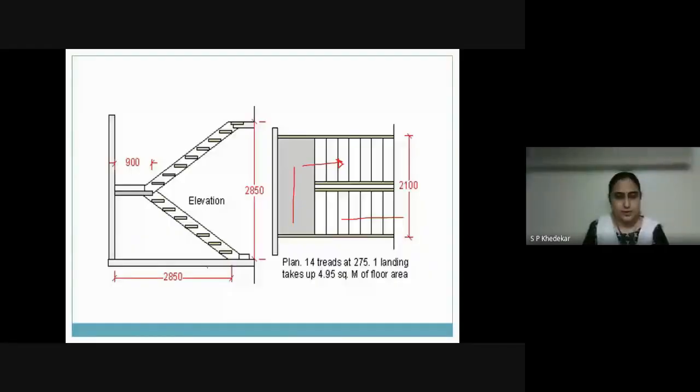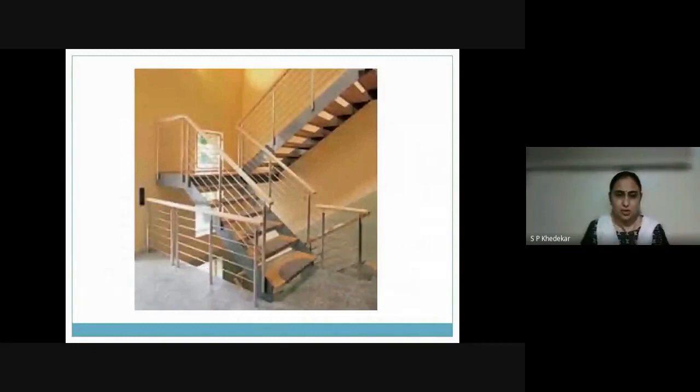As we can see over here, this is the dog leg staircase. This is the first flight, then it completely reverses its direction and goes into the second flight, and this is the section. It looks like the legs of a dog, hence it is called a dog leg staircase. This is the image of a dog leg staircase, and we can see it completely reverses the direction.